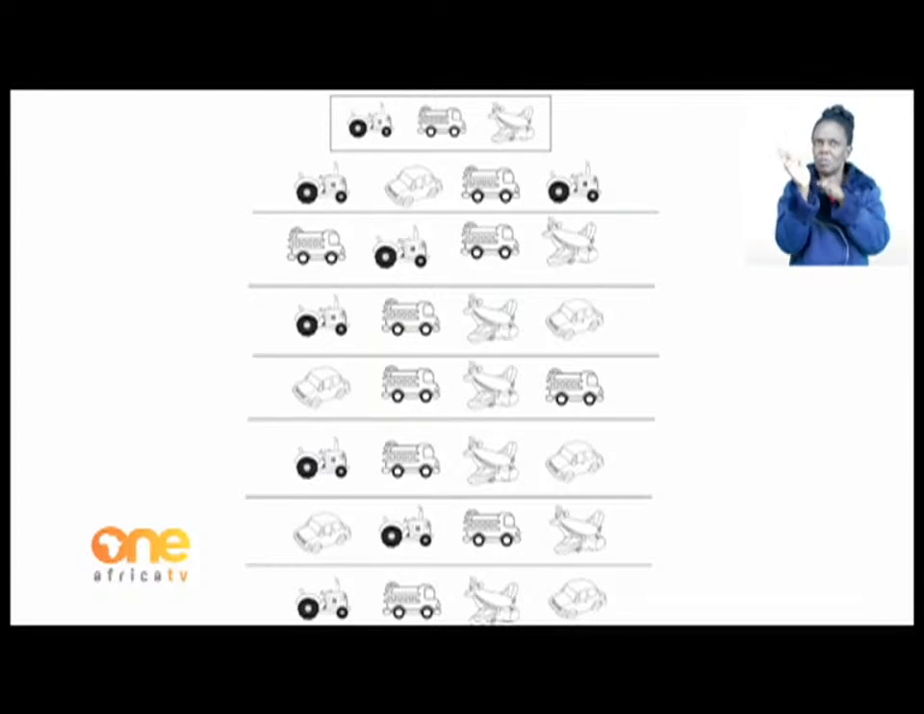The next one you can do by yourself as well as the rest to come. Remember, our pattern is a tractor, a bus, and an aeroplane. Color neatly and make sure that you're coloring the correct types of transport.